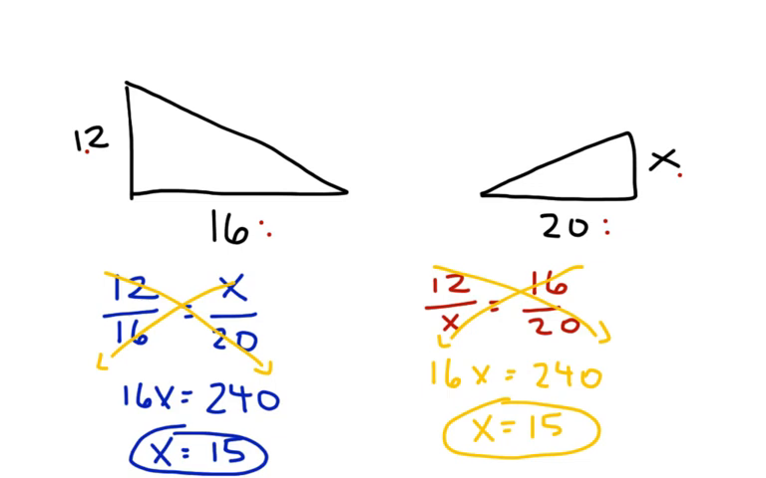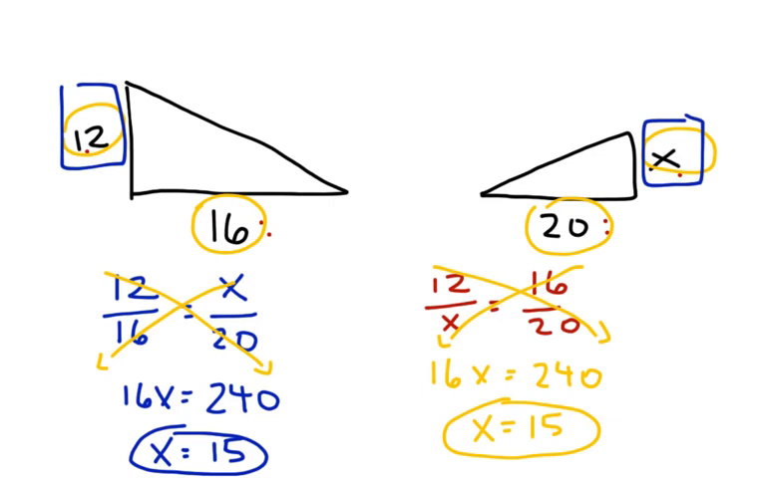So as long as your corresponding parts make sense, like if I want to do 12 is to 16 as x is to 20, that's going to be okay. Also, if you want to do 12 is to x as 16 is to 20, that's going to be okay. Just make sure that there is a relationship that you're creating when you set up your proportion.